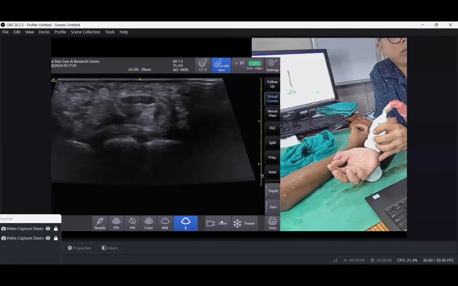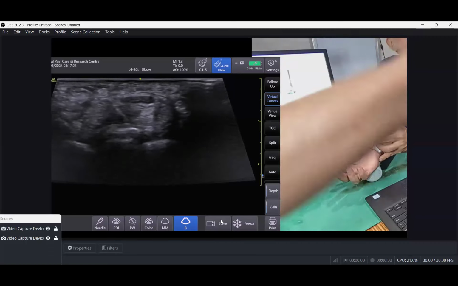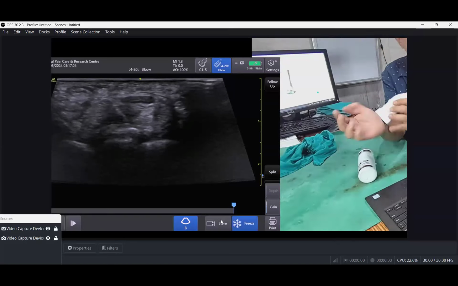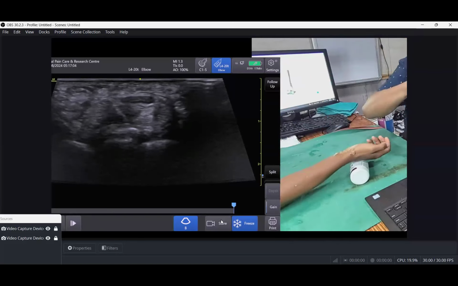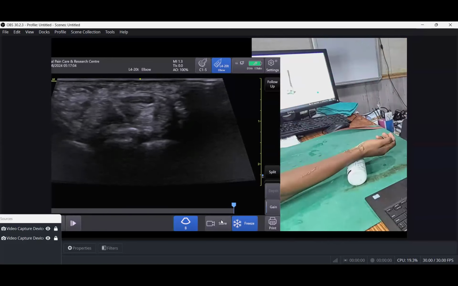Yes, sir. Can you freeze? Actually, freeze. Okay. In my volunteer the median nerve was not that great, so I'm showing it in my own. So this one is the median nerve.